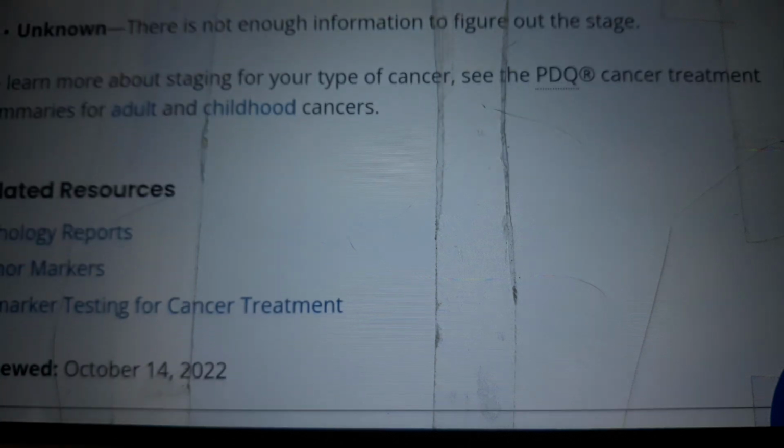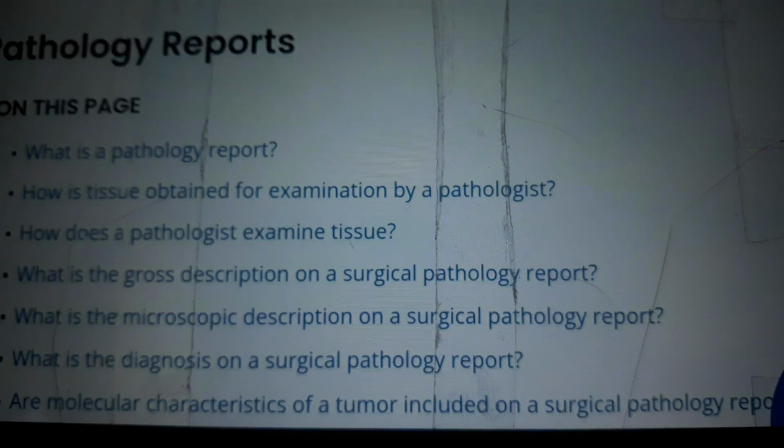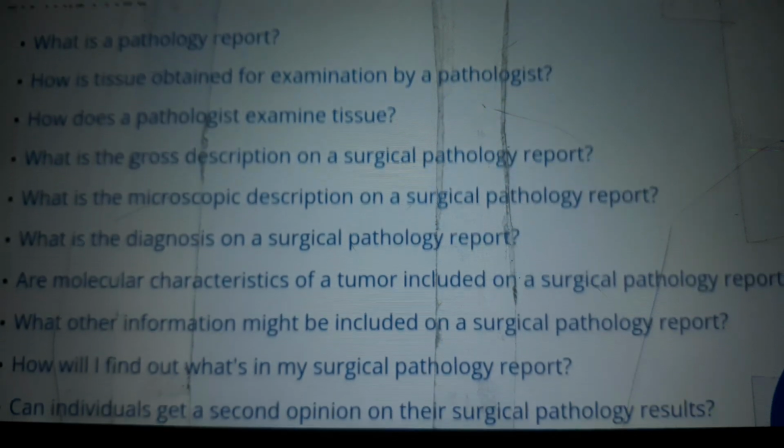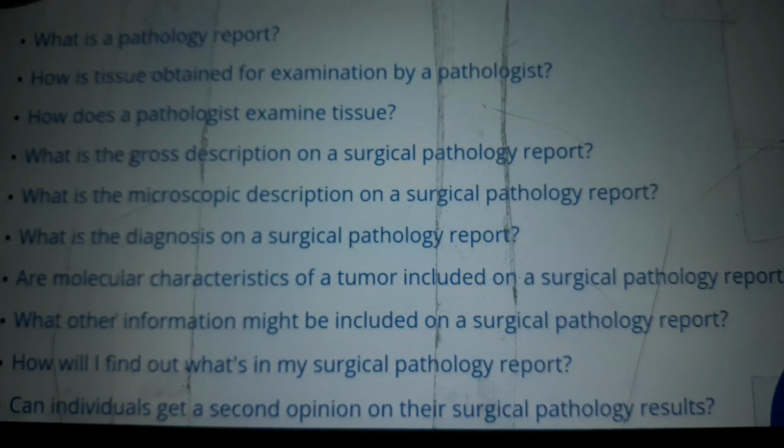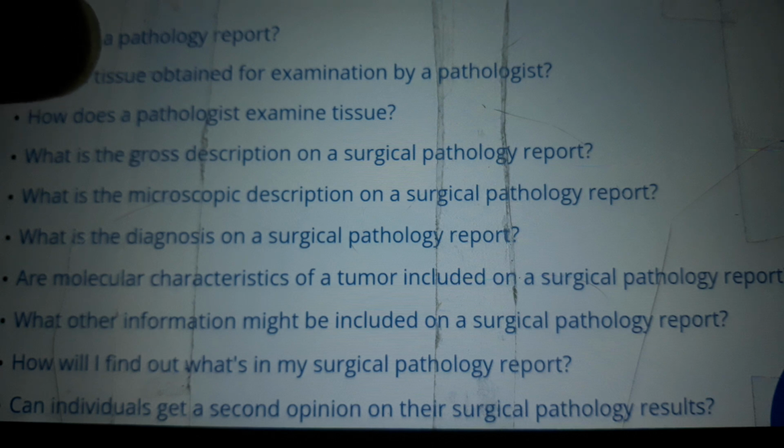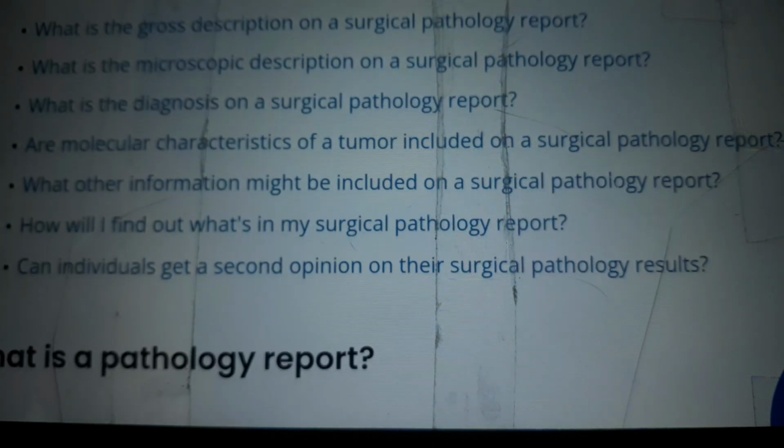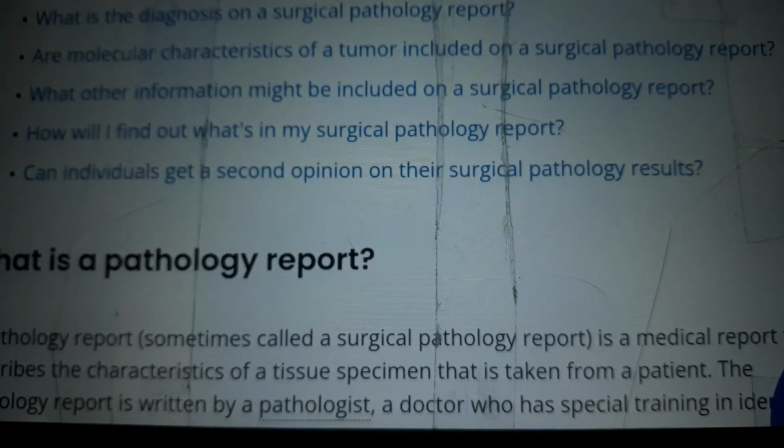To know more about the types of cancer, we need to visit the PDQ cancer treatment summaries for adult and childhood cancers. Right. The next would be about pathology reports. So we need to know in pathology reports: what is a pathology report? How is tissue obtained for examination by pathologists? How does a pathologist examine tissues? What is the gross description on a surgical pathology report? What is a microscopic description on a surgical pathology report? What is the diagnosis on a surgical pathology report? Are molecular characteristics of a tumor included on a surgical pathology report?